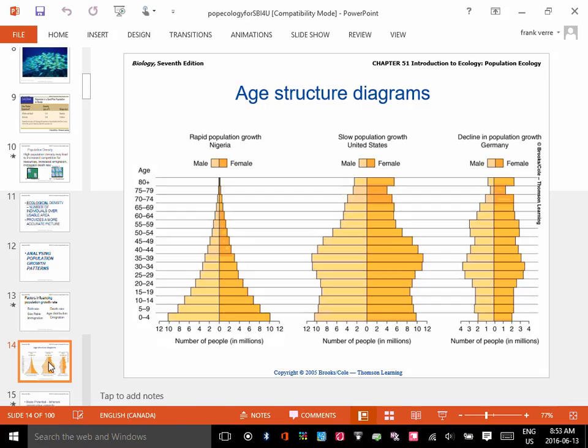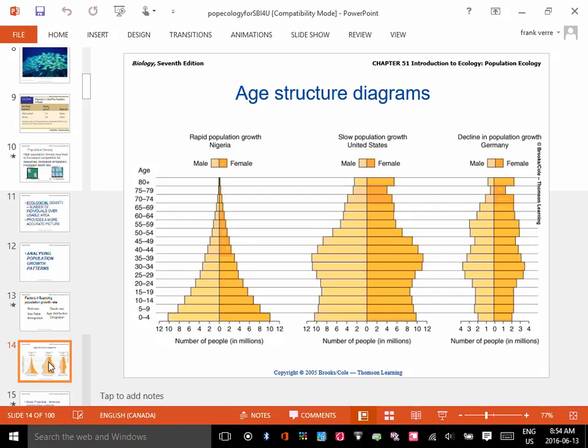Let's look at Nigeria versus Germany. How is it different? Where is the broadest part of the pyramid in Nigeria? The bottom. If you look at the y-axis, it's the breakdown by age. So this is saying that most Nigerians, the biggest group, are young people, right? And as you work your way up, there are fewer and fewer individuals.